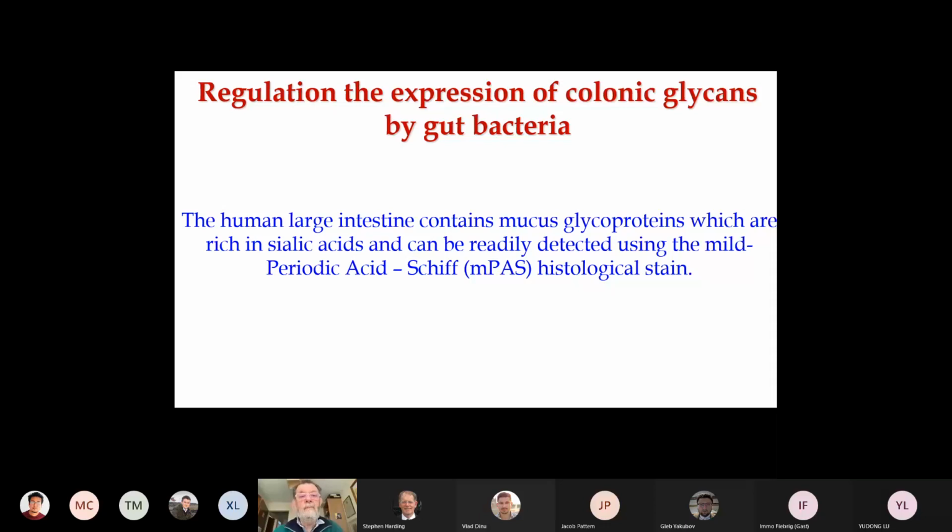So we know that the human large intestine contains mucus glycoproteins rich in sialic acids, and we can detect those readily using the mild periodic acid Schiff histological stain. And the next couple of slides are to show this feature. So next one, please.